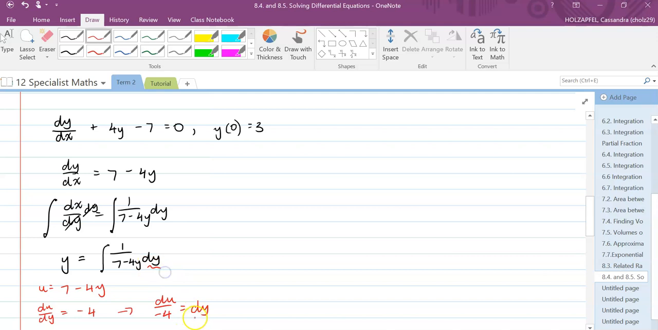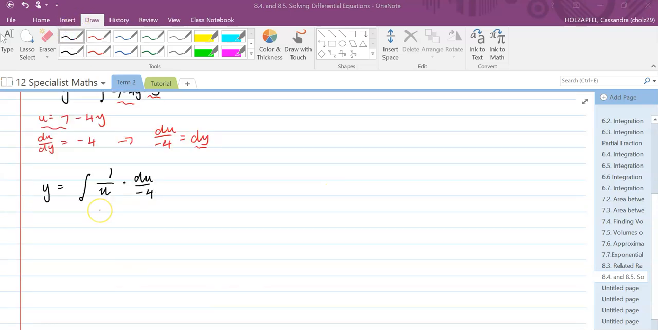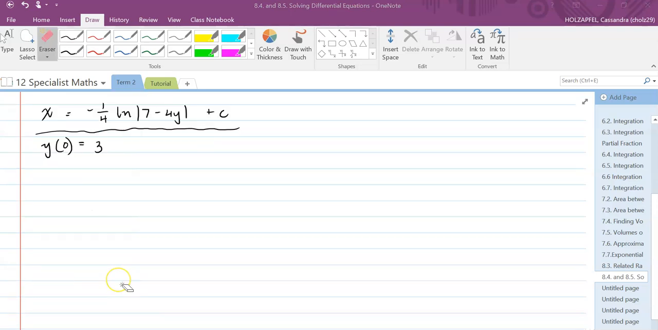So I can go ahead and substitute in my value for dy, and substitute in my value for u. This is now going to be a pretty straightforward integration. So we're going to have x is equal to negative 1 over 4 ln of u plus c. And we also know that our original value of u was 7 minus 4y, so we can pop that in. Apologies, that should have been x is equal to, because we integrated with respect to y. So I'm getting my x's and y's mixed up.